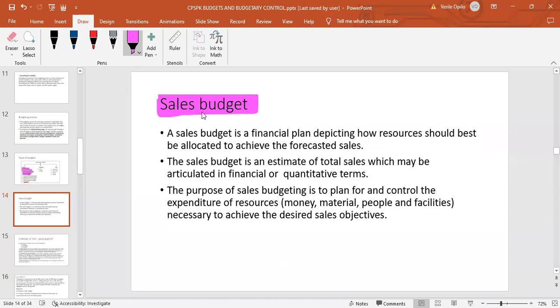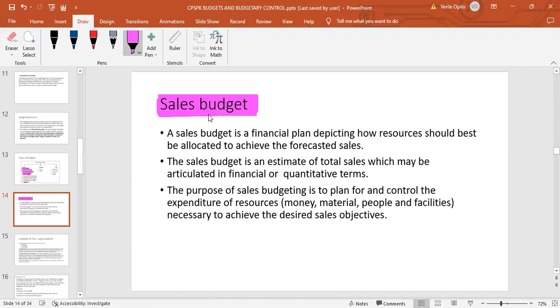As the term suggests, a sales budget is essentially a financial plan that helps to plan how the company is going to utilize its resources in order to achieve a certain level of sales, that we have a plan to produce and sell a certain number of units. Let's say you want to sell 50,000 units, and maybe we'd like to sell each at 100 shillings. Therefore, we want to have a sales revenue of 5 million Kenyan shillings.